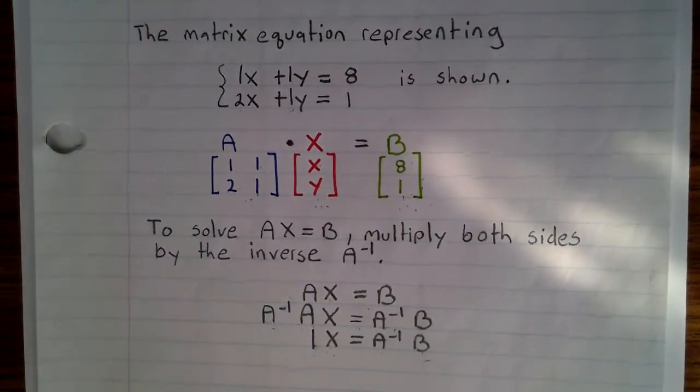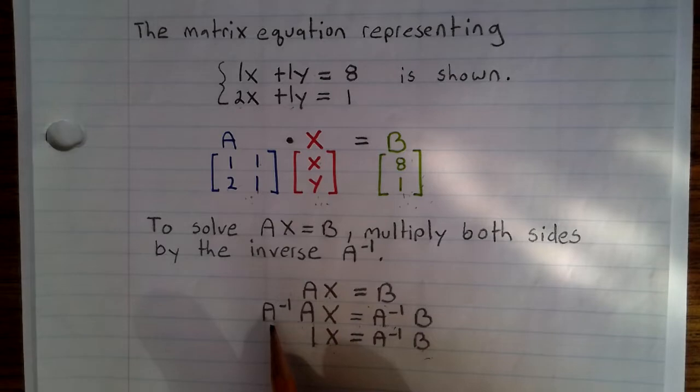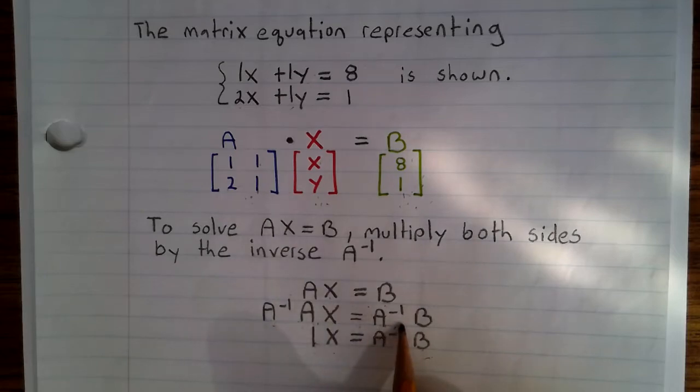To solve AX equals B, multiply both sides by the inverse, A inverse. So you have AX equals B, you multiply A inverse by both sides, and the reason we do it to both sides is because it's an equation. What you do to one side, you have to do to the other because of the equality. Now when you do that, A inverse times A is 1, so X equals A inverse B.